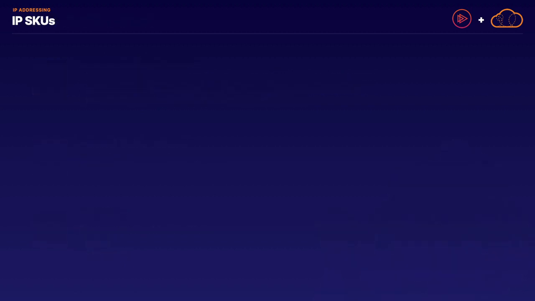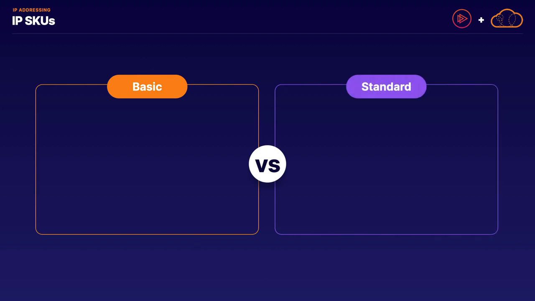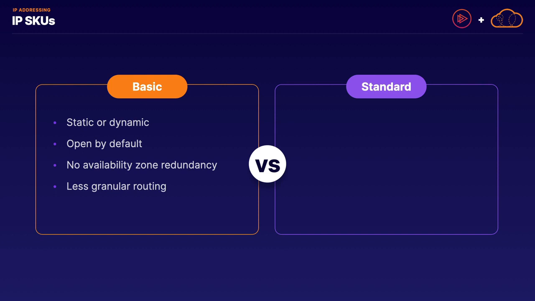So when working with IP SKUs, once again, our 2 different types are basic versus standard, and there is going to be an expectation that you are familiar with the differences. Starting off with the basic SKU, know that basic SKU IPs can be either static or dynamic. They are open by default, which from a security perspective means that when you have a basic IP assigned to a virtual machine, all incoming traffic to that VM is allowed by default. If you want to filter out that traffic, a network security group must be created to block incoming traffic. Otherwise, all incoming traffic will be permitted to come through.